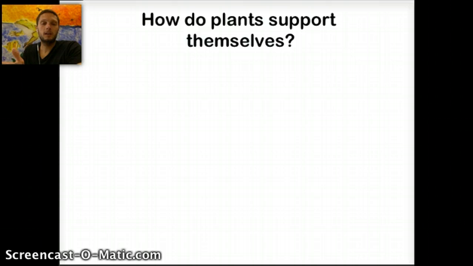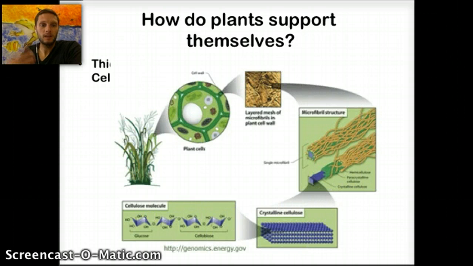Plants obviously grow pretty tall, depending on the particular species. And so they have to support themselves, and they can accomplish this in a couple of different ways. The first way would be through thickened cellulose walls, and this process is generally used in herbaceous plants.